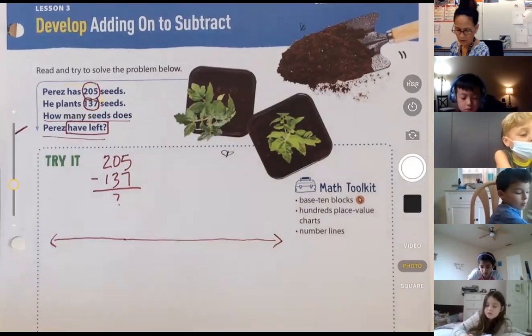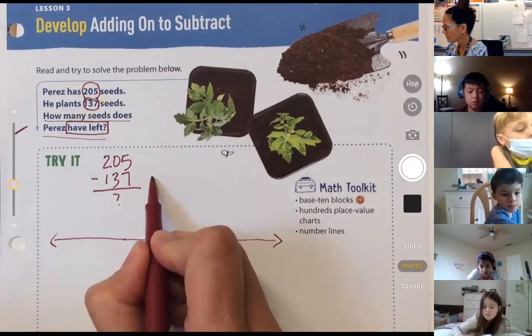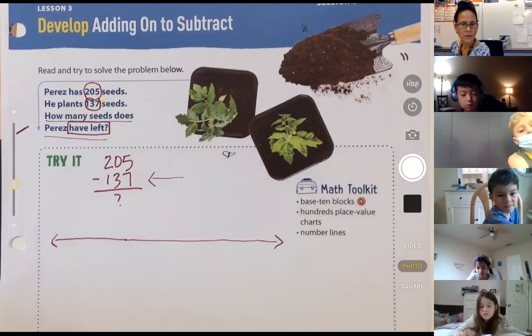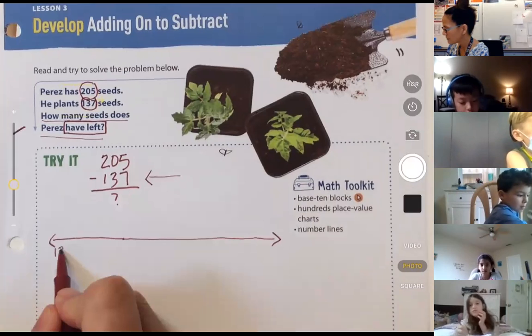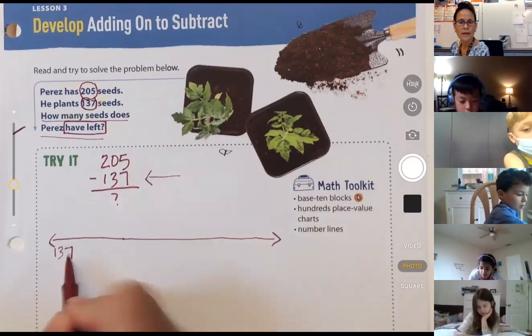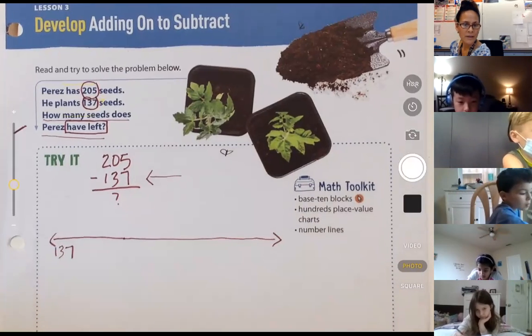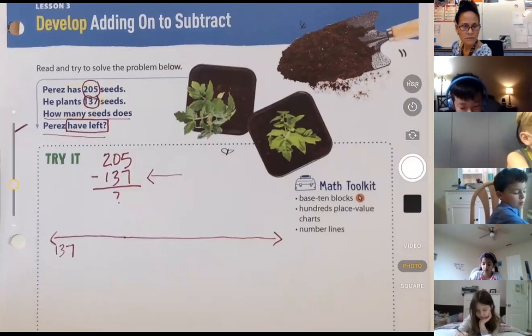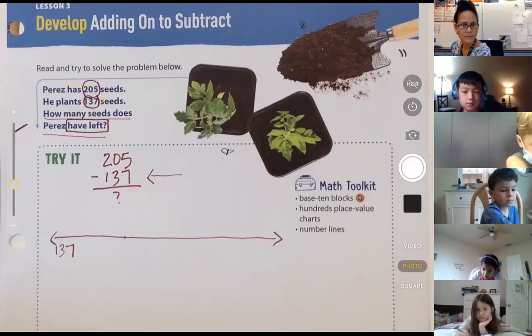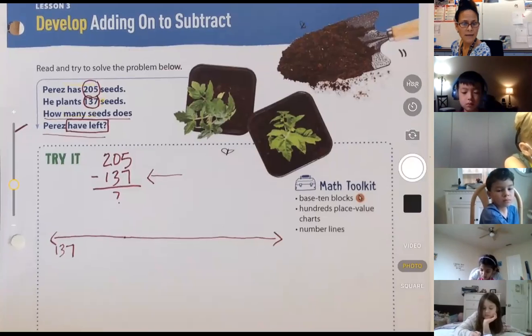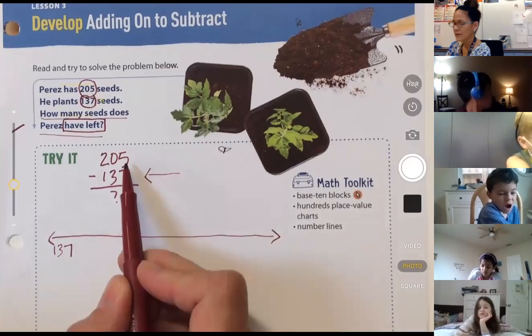Where am I going to start my number line? I'm going to start my number line with that smaller number or the smaller addend. That's where we begin. Okay? And now we're going to be doing some forward leaping. It's like the leapfrog of math, if you will. So my objective, my goal is to what? I'm adding on to subtract. Where do I stop? I stop when I reach the original 205.